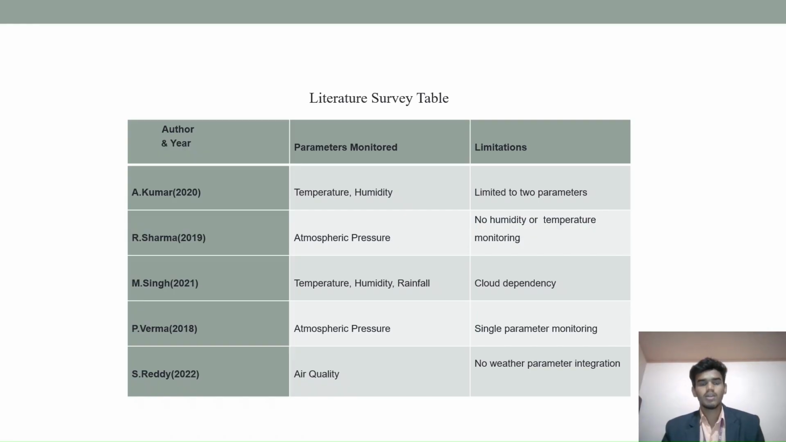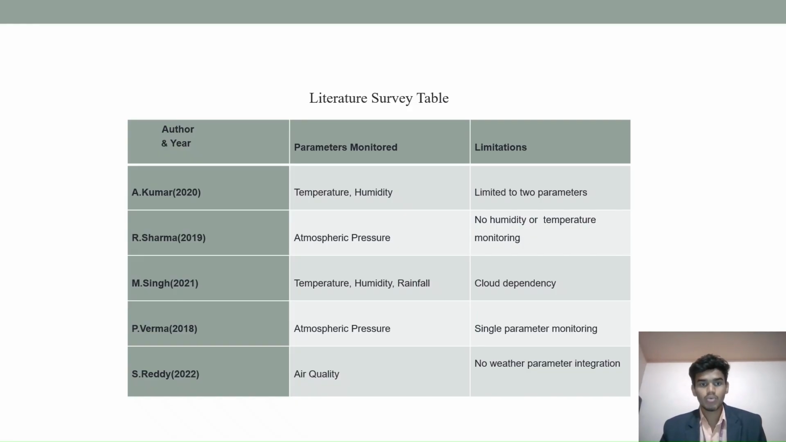Let us take a look at the literature survey table. Here is a table which is a comparison of the weather monitoring systems done by other authors. So these are the existing product details. The fields included are the author and year, parameters monitored in their project, and the limitations of that project. So let us take a look.